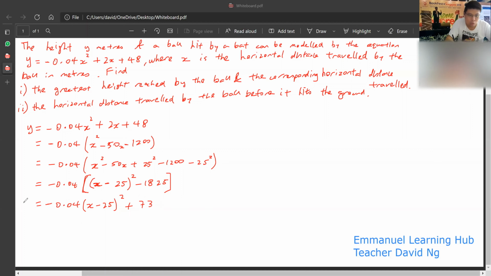Okay, so y equals to this fellow here. I completed the square, right? That's not the final answer. They ask for greatest height. Greatest height is 73. Corresponding horizontal distance.